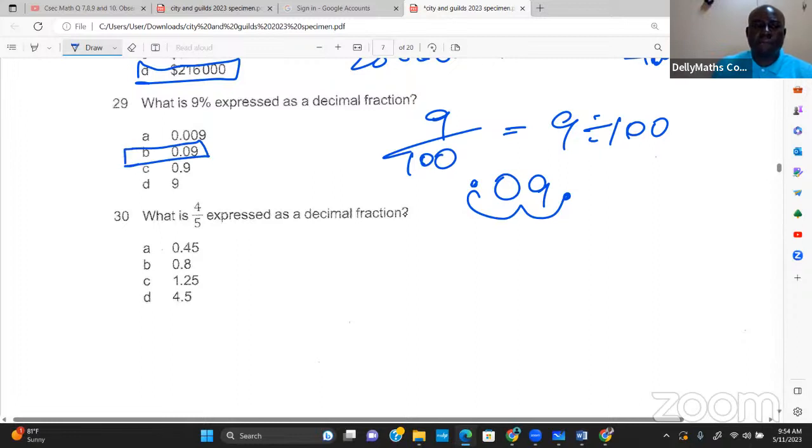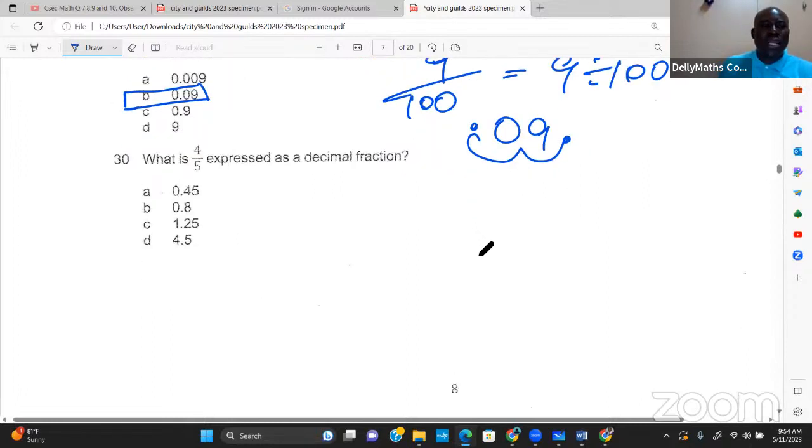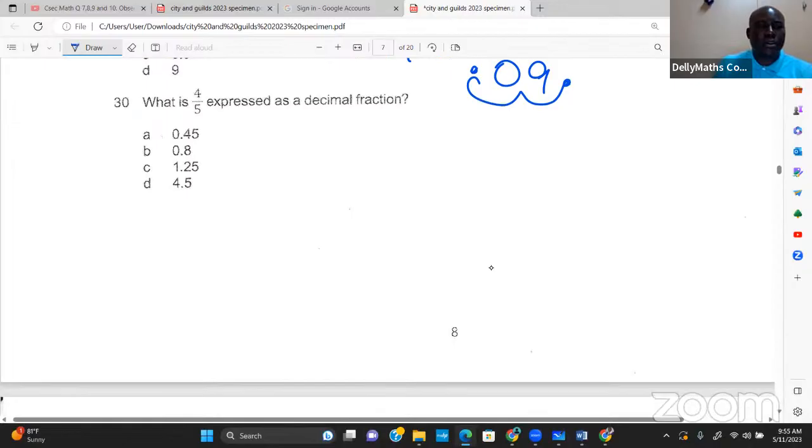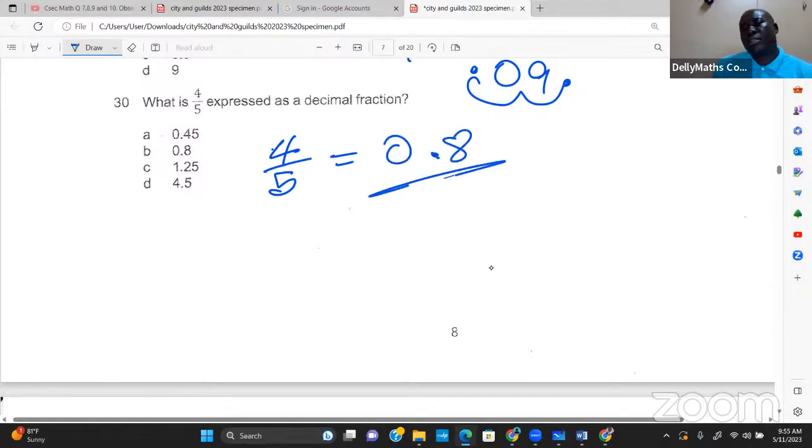There it is. Next question, what is 4/5 expressed as a decimal fraction? 4 over 5. So 4/5 as a decimal is what? 4 divided by 5 is 0.8, right? 0.8 there.